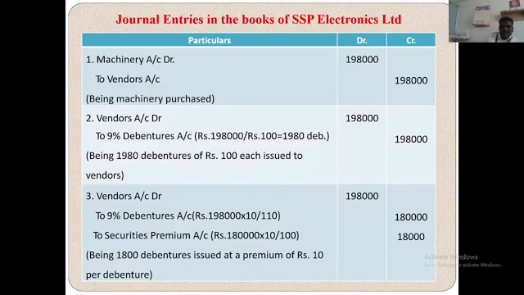1,980 debentures. 1,980 into 100, 1,98,000. This is converted to premium at the rate of rupees 10 per share. So 1,98,000 into 10 divided by 110 is equal to 1,80,000. Then securities premium 1,80,000 into 10 by 100, 18,000. Total 1,98,000. This is known as the vendor account.